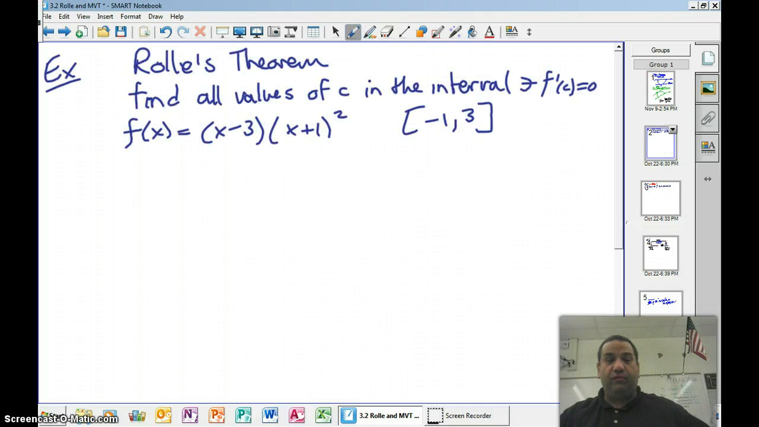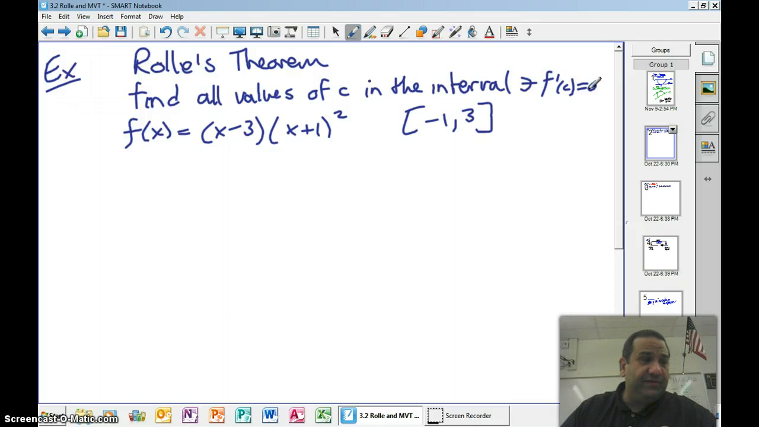Okay. We have Rolle's theorem. Find all values of c in the interval such that, remember that's such that, the derivative is 0. And it gives you a function, and it gives you an interval. All of these will have an interval because, remember when I did all those graphical examples, they have endpoints. It's not an open interval, it's always a closed interval.